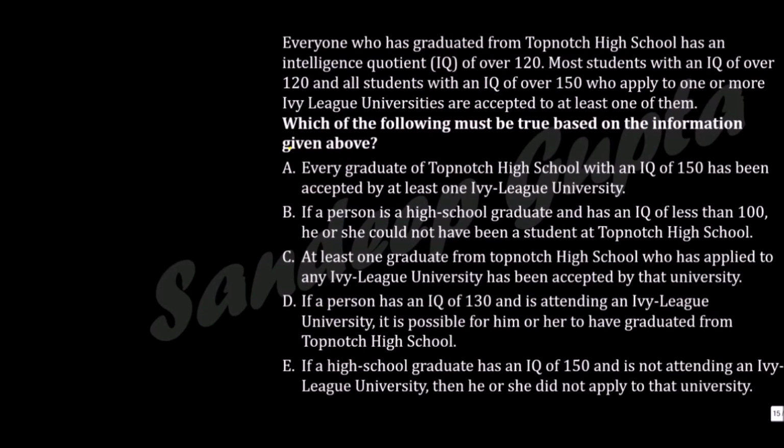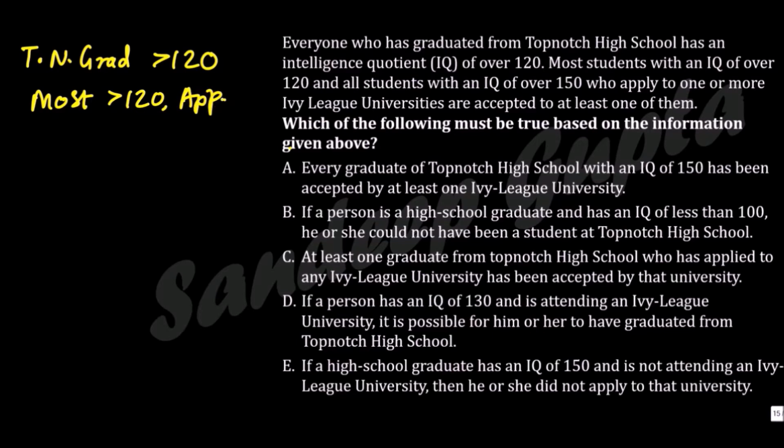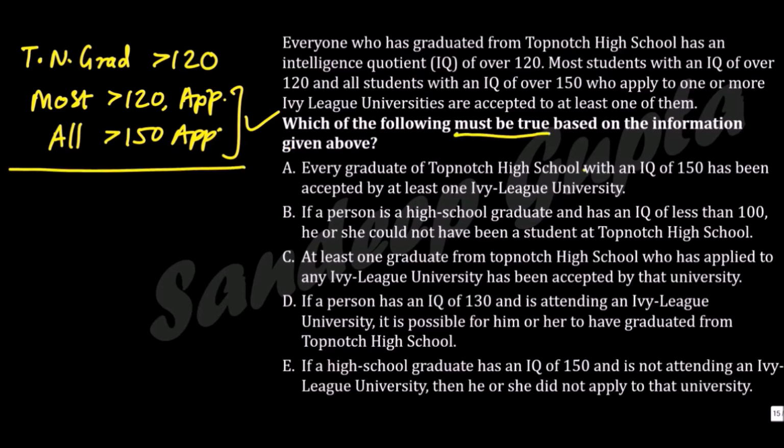Now in this question, let's understand what is given to us. Any top-notch graduate has an IQ of more than 120. Most people who have an IQ of more than 120 and who apply, and all people who have an IQ of more than 150 and who apply, get through to one or more Ivy League universities, at least one Ivy League university. Now, in this case, what is given in option A is an IQ of 150, whereas what is the guarantee? IQ over 150. So this is a questionable thing and just enough for us to eliminate this answer.